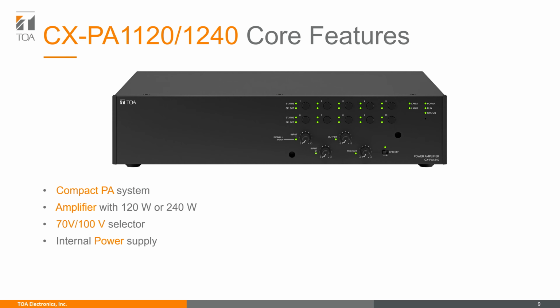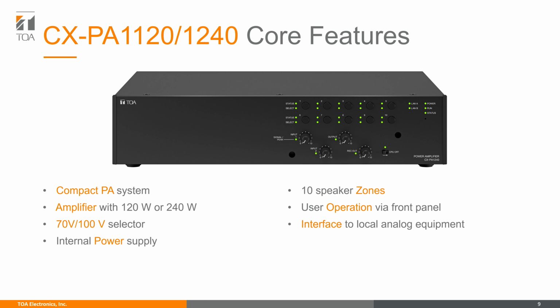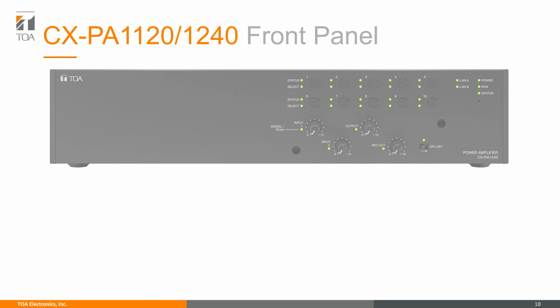It comes with a power supply, and you can connect the amplifier to AC mains, and it comes with a speaker selector that allows you to have up to 10 zones. The front panel gives you a variety of operational controls, and you can also connect local analog source devices like microphones or media players. Now let's take a closer look at the front panel controls.